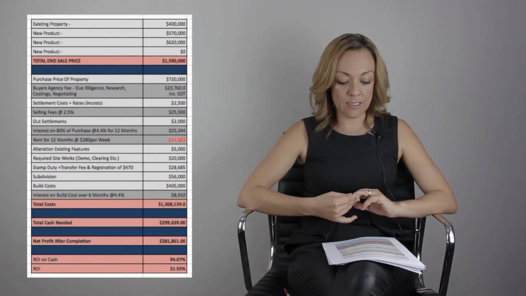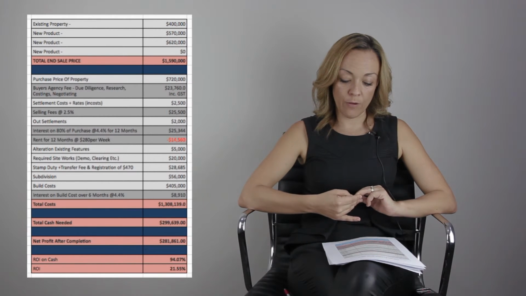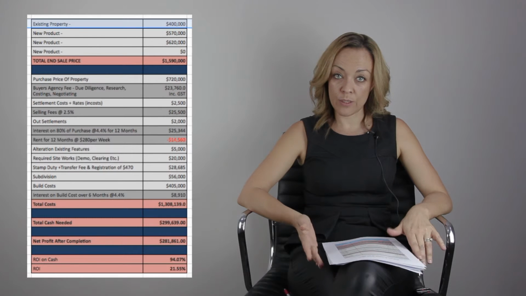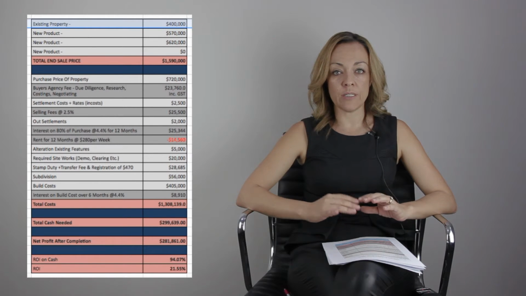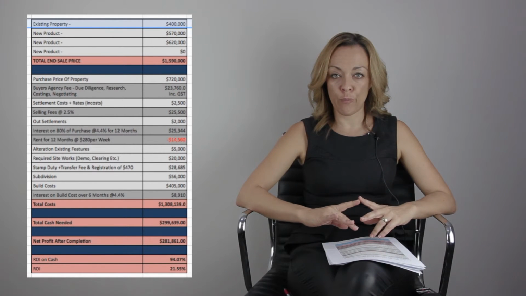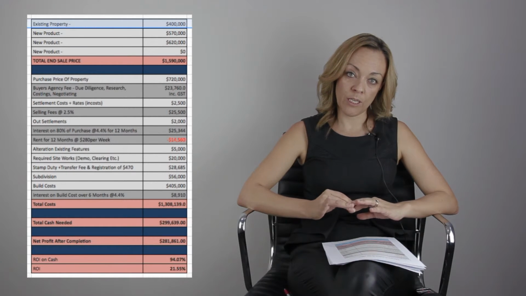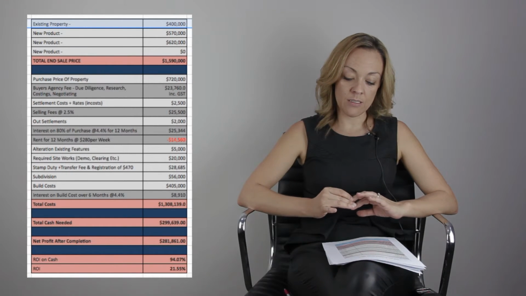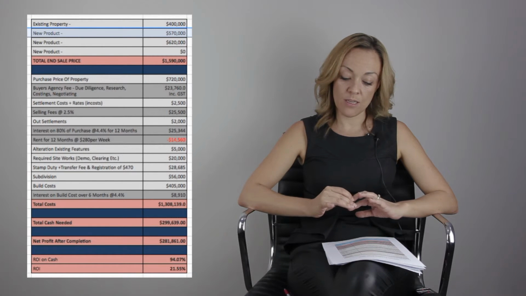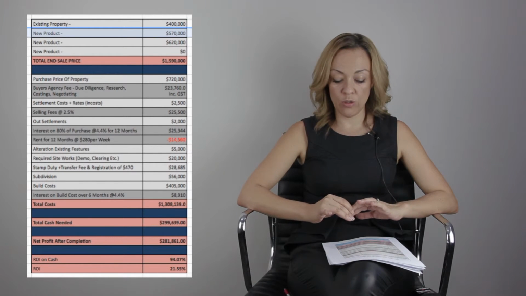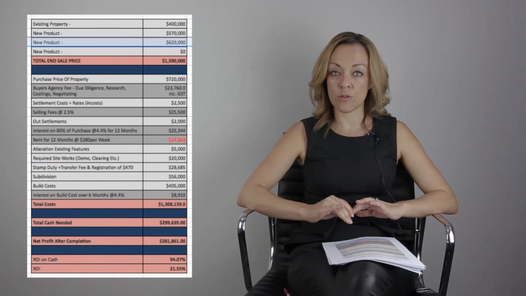We've done an existing property forecasted sale price of $400,000 based on sales evidence. We then have two new products, which are both going to be builds. One is a 3x2 and the other is a 4x2. Based on sales evidence in the area, for the 3x2 we're anticipating a sale of $570,000, and for the 4x2 we're anticipating a sale of $620,000.